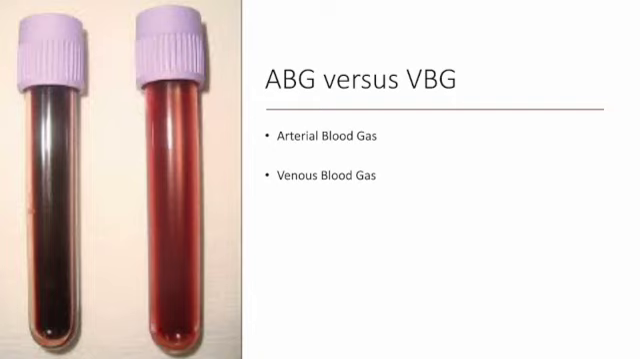So what are the disadvantages of an ABG? Well, if a patient has an arterial line already in place, there's really no disadvantage to an ABG. It's accurate, it can easily be drawn off the A line, off the arterial line, so there really is no disadvantage to an ABG in that case.